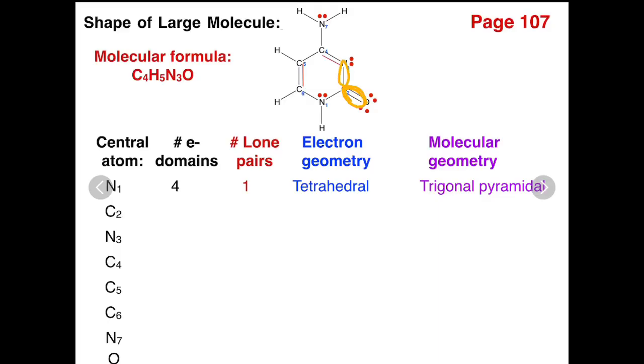2 region, 3 region, there's no lone pair. So in this case, we have 3 electron domains. Therefore, the electron domain geometry would be trigonal planar. And because there is no lone pair, in this case the molecular geometry and electron domain geometry would be the same.